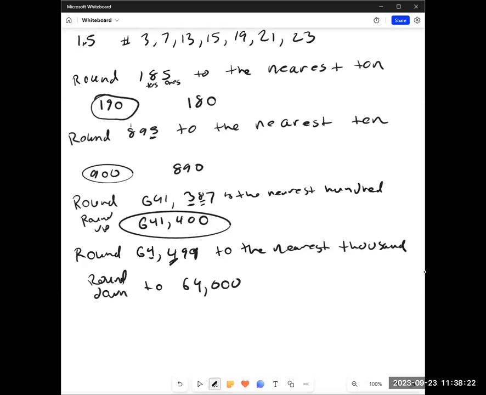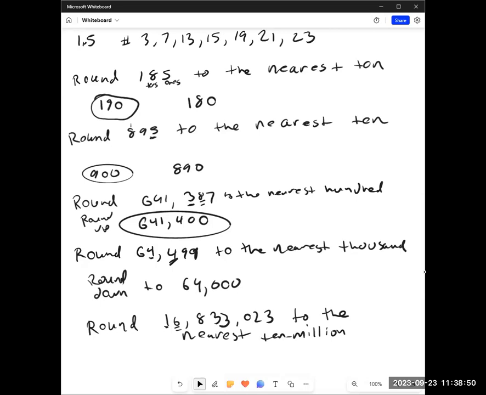The next problem, we're going to round 16,833,023 to the nearest 10 million. That's this place value here that we want to round to. So we're going to look at the place value immediately to its right, the millions. This 6 million, it's greater than or equal to 5. So we're going to round up to 20 million.